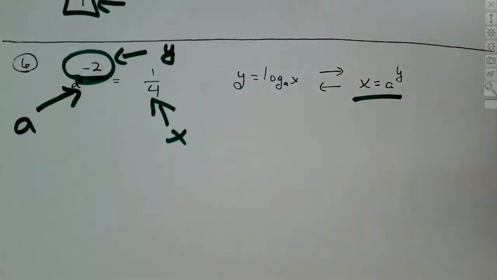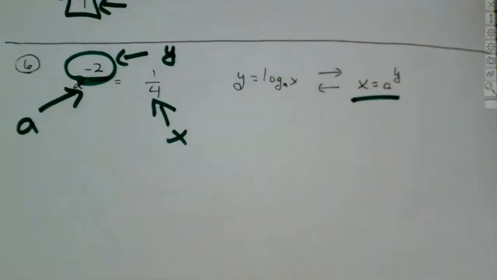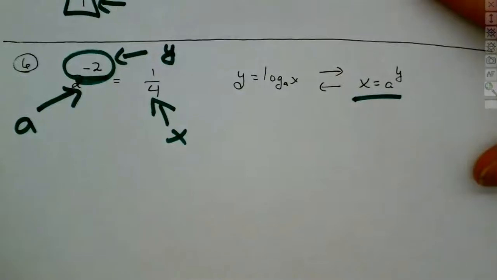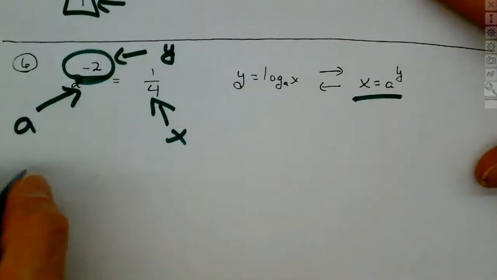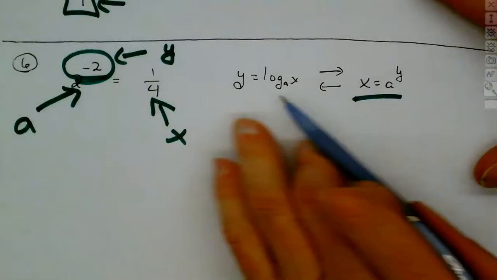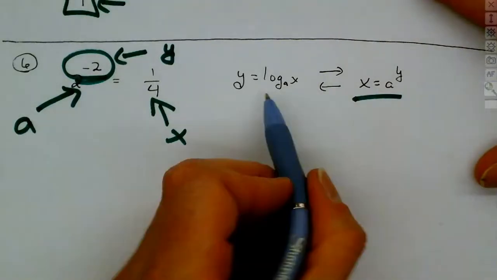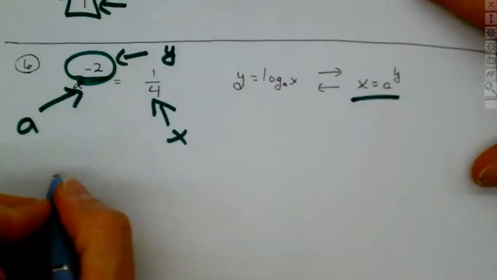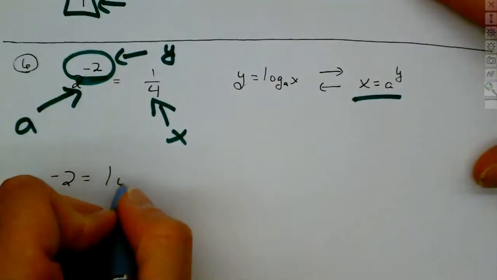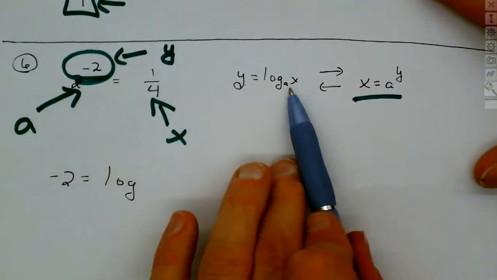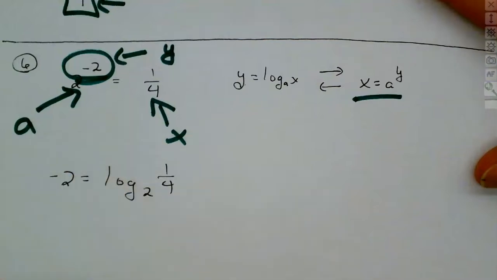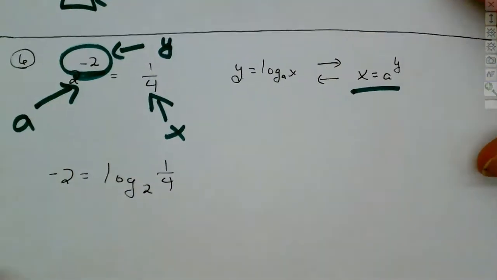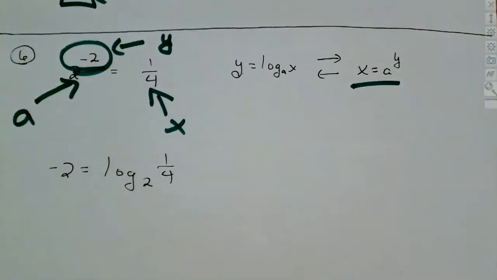And when I convert it, what does it now look like as a logarithm? We've got our x, which was 1/4, so that's going to be inside. We've got our y, which is now a -2. So we have -2 equals log base a, which a is a 2, of 1/4, right? And that's what we want. So all we did was we just converted it.